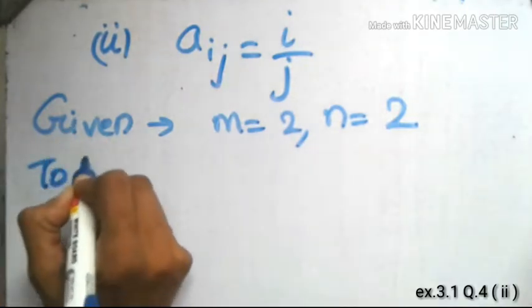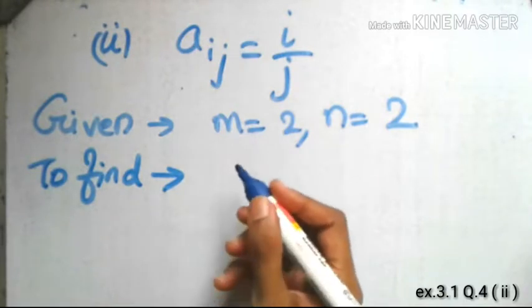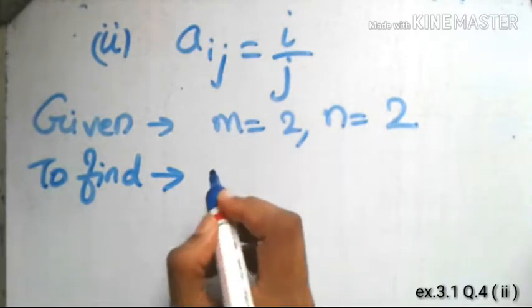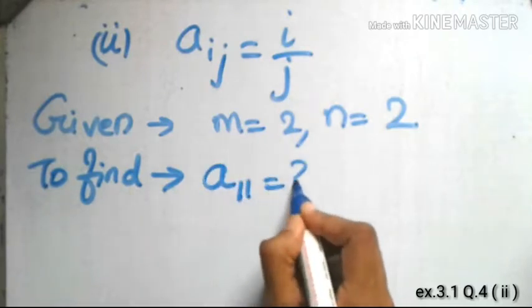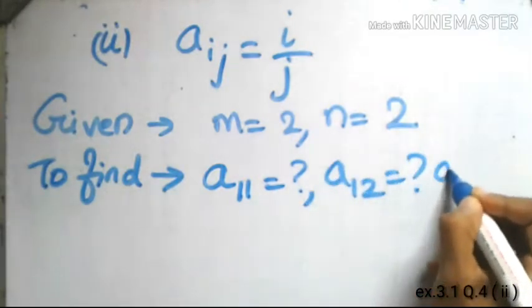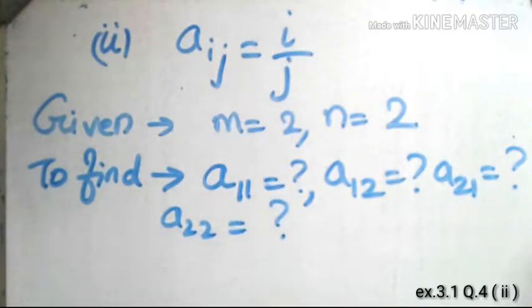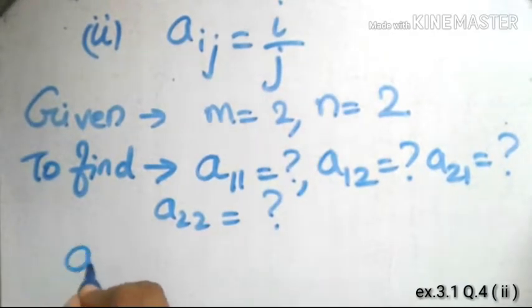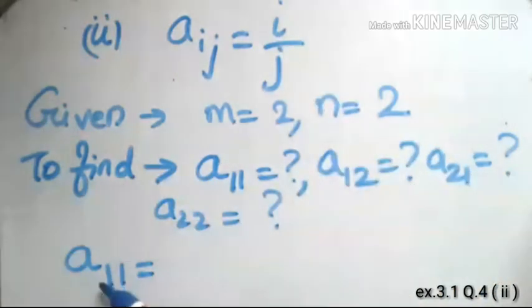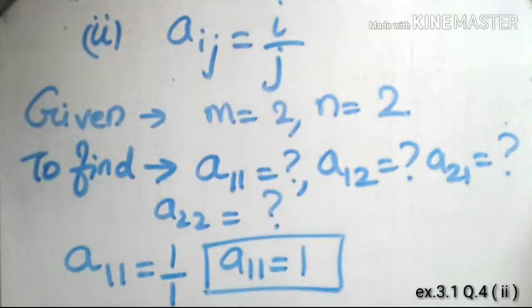What we have to find is we have to construct the matrix, which means we have to find out the matrix elements. So what are the matrix elements going to look like? They will be A11, A12, A21 and A22. This is what we have to find. So let's start putting the values in the formula. A11 is going to be i equal to 1 and j equal to 1. So it's going to be 1 upon 1. So A11, the first matrix element, is 1.